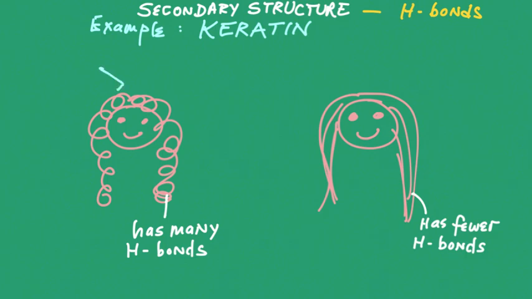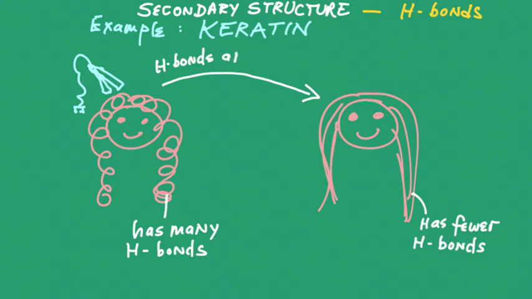Now let's say I have curly hair and I want to straighten it. What would I do? I would use a straightening iron that basically applies heat to the hair. What the heat does is break up these hydrogen bonds. So if you break these hydrogen bonds, your hair can now become straight until these hydrogen bonds reform again.